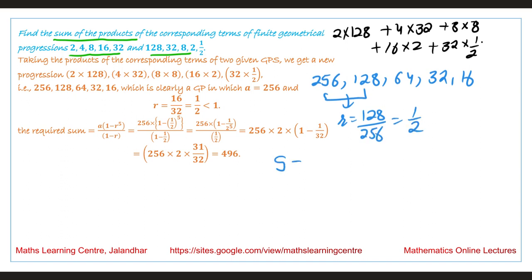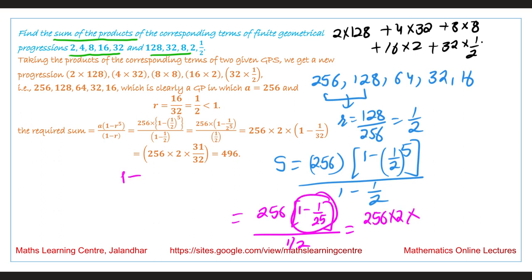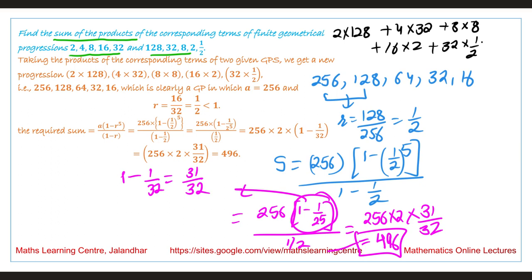So the sum of terms is equal to 256 into 1 minus 1 by 2 raised to the power 5, divided by 1 minus 1 by 2. That is equal to 256 into 2 into 1 minus 1 by 32, which is 31 by 32. On solving this, the answer we obtain is 496. This is the final answer in this case.